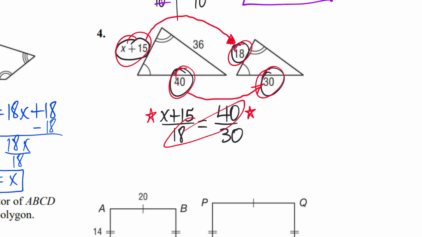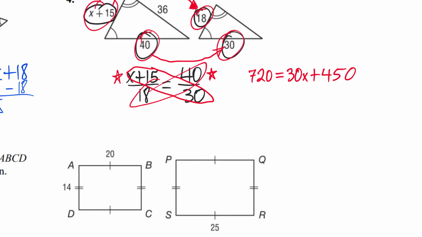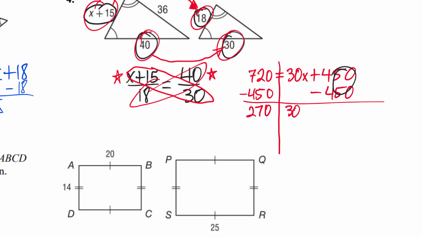What's 18 times 40? It's 720. Then what is 30 times x plus 15? Good, 30x plus 450, because you've got to do the 30 times x, that gives you 30x, and 30 times 15 is 450. All right, so we're going to subtract 450 from both sides because we're solving for x. I want to get the x by itself. So 270 equals 30x. Divide both sides by 30. And x should equal 9.